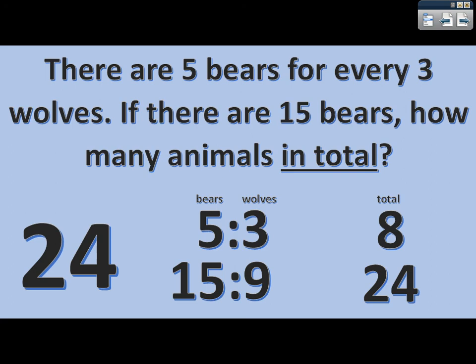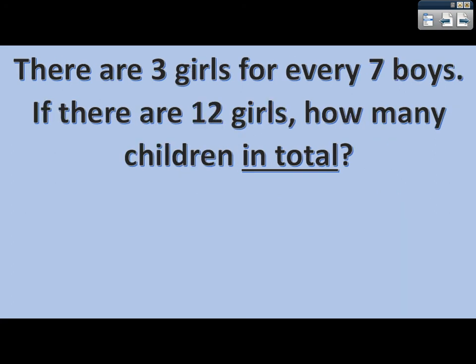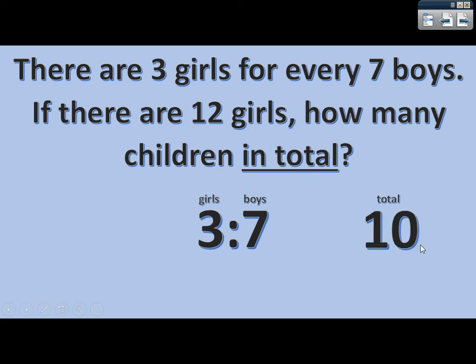Next one. These are really difficult problems here. If you get them, then that's good. There are 3 girls for every 7 boys. Right, write that down. 3 girls for 7 boys. That's what a ratio looks like. You know that now, don't you? If there are 12 girls, so the girls is going to get changed to 12. How many children in total? Oh, let's get the total written down. 3 plus 7 is 10. Total's easy, isn't it? You just add them up and put it over here.